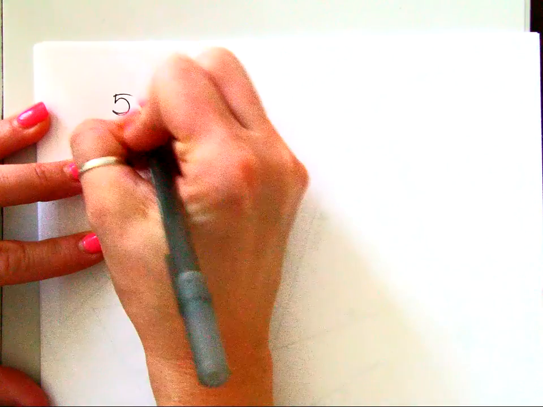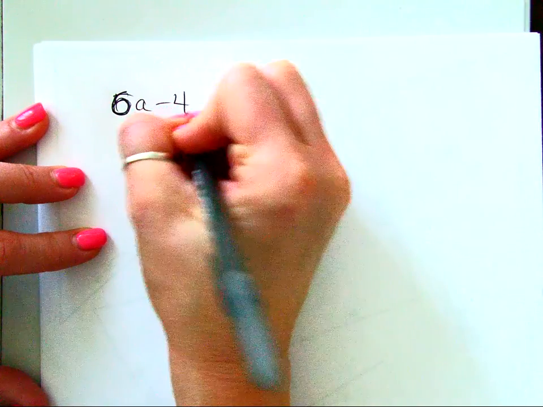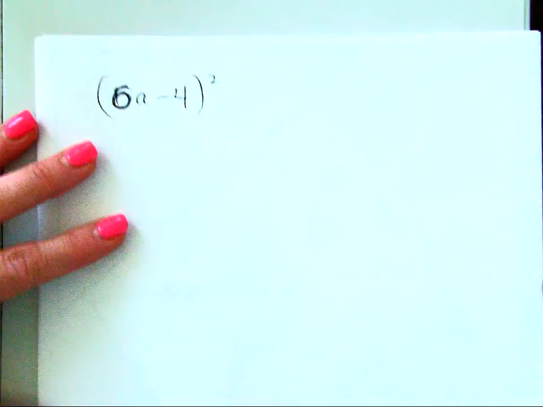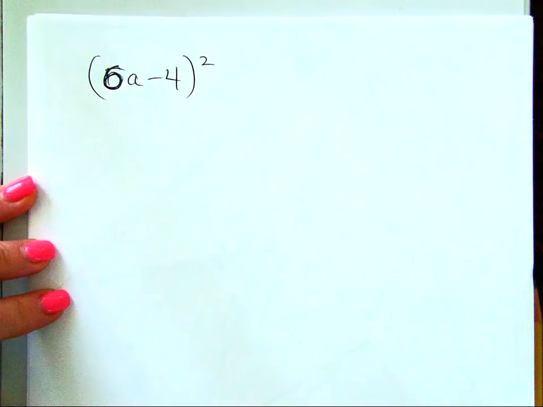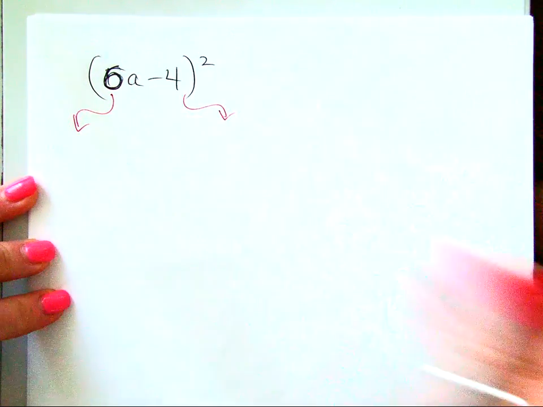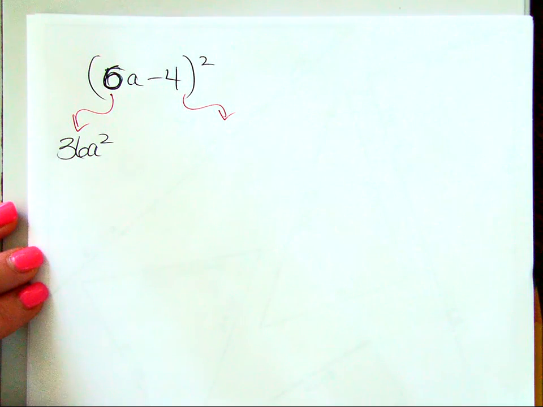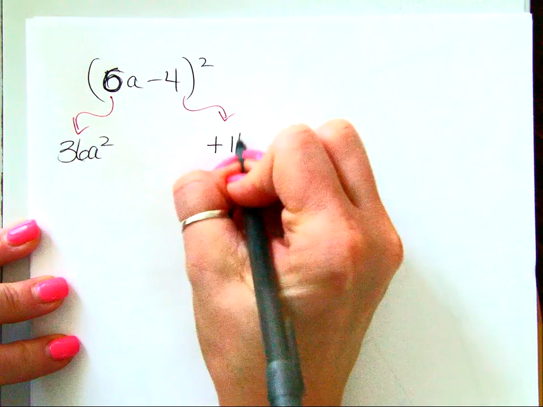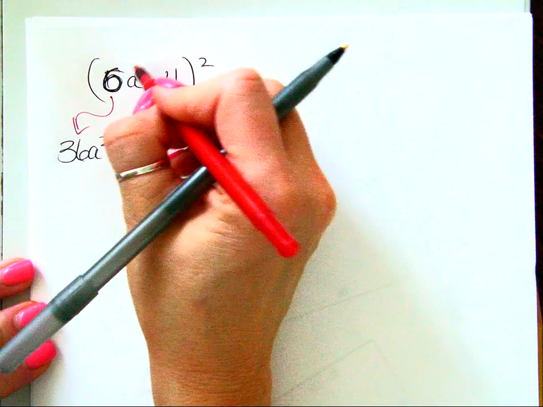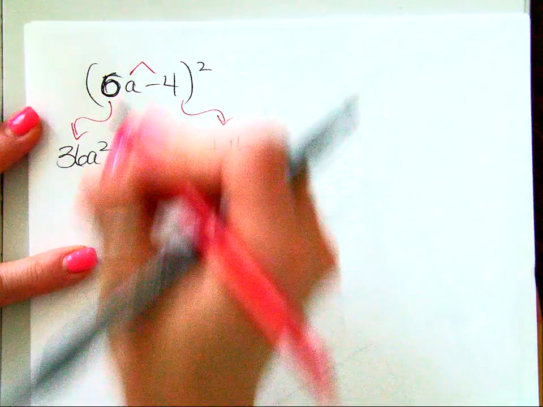Let's do 6a. We haven't done a 6. 6a minus 4 squared. So 6a times 6a is 36a squared. Negative 4 times negative 4 is a positive 16. What's 6a times negative 4? That's kind of important that you put that negative up there.